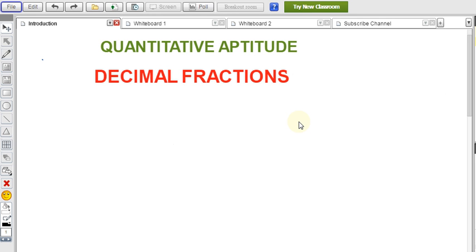In quantitative aptitude, in this video I will explain complete information about decimal fractions. We'll see all the shortcut methods and how to do calculations with decimal fractions, and the conversion of any recurring or repeating decimals into fractions using shortcut methods, including all the problems, which is very important for any competitive exams that come in quantitative aptitude.